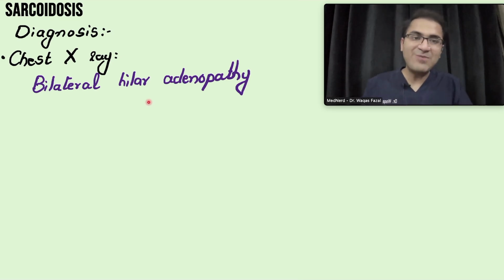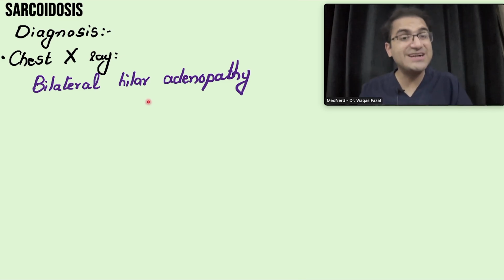Now, many times it will happen that the patient will come for a general checkup and you will be doing routine investigation, and incidentally you will find out that the patient has bilateral hilar adenopathy, and when you investigate you find out that the patient is having sarcoidosis and is asymptomatic. Many times this will happen to you.